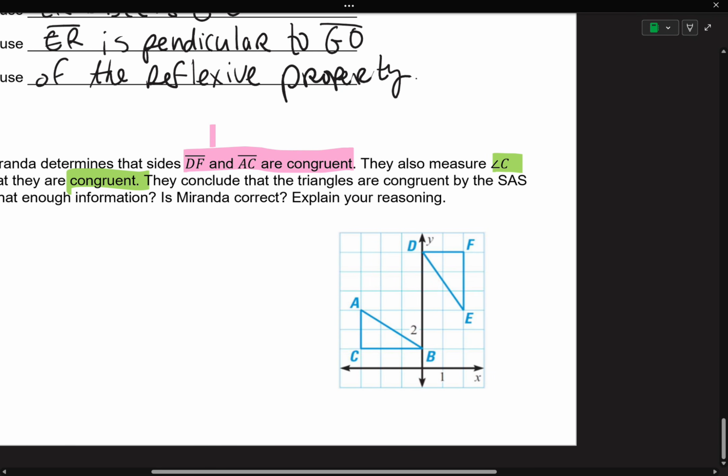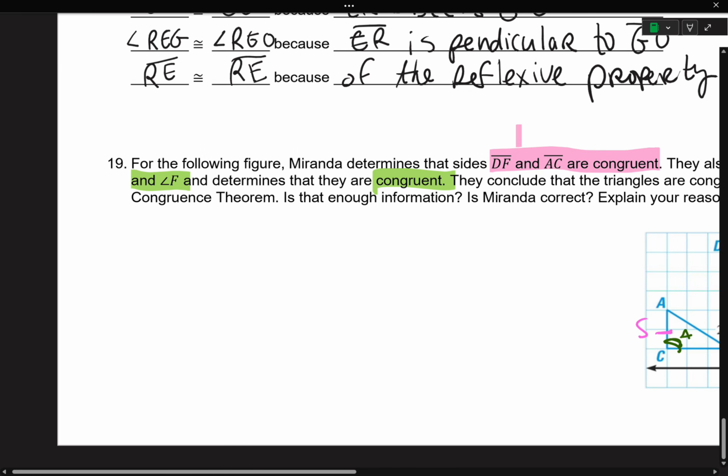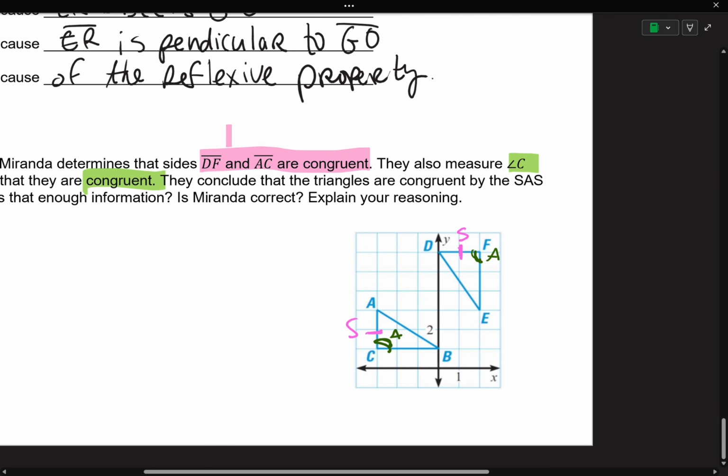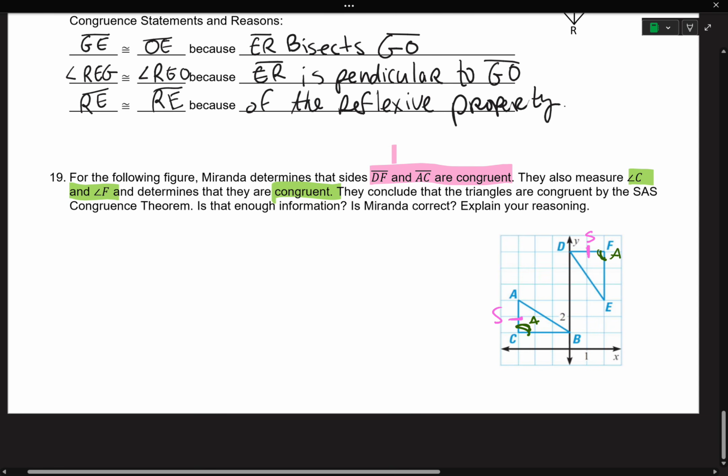Well, let's see. We have that DF is congruent to AC. Sure. I have that angle C is congruent to angle F. Right? Yeah. But she's missing something. She's missing a side. She wants side angle side. And yeah, I get it. I can see that they both have three boxes, but she never wrote that or determined that. Just like how she determined DF and AC were congruent because they take up two grid spaces, she should have done the same for EF and CB. So, no.